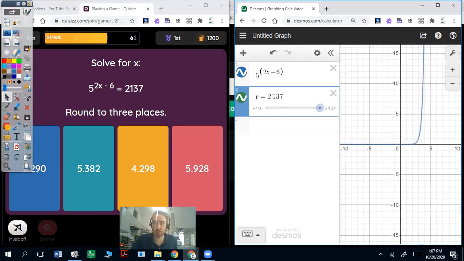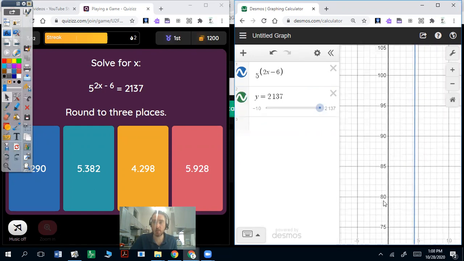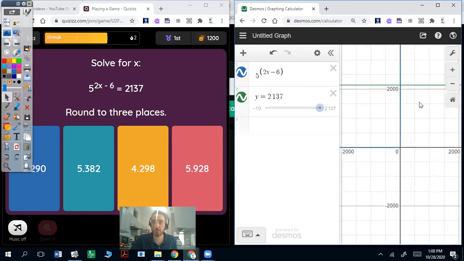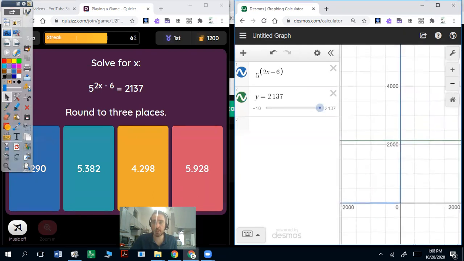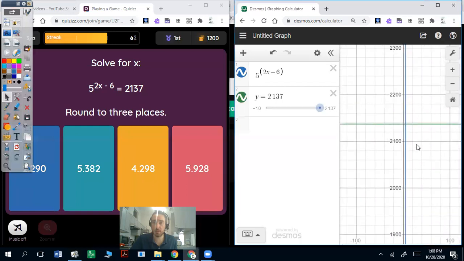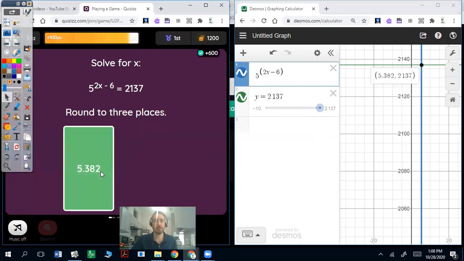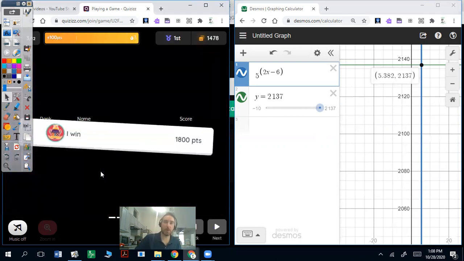I'm going to press the home screen. As you can see, y equals 2137 is way higher, so we got to drag this down. It does help to zoom out. And then maybe once you get it centered, you can zoom back in. And let's click on that. We're on to 3 decimal places, 5.382. There it is.